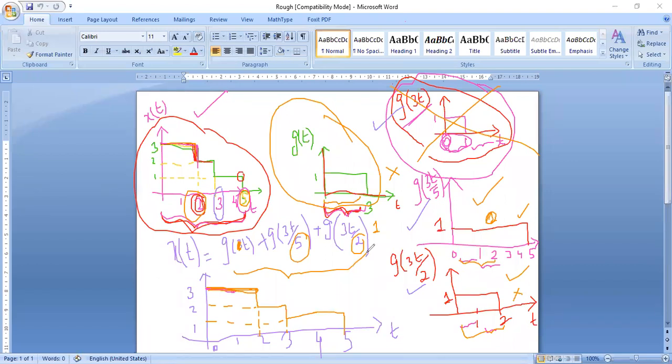So I changed my plan. g of 3t is not the correct one to be added. So I have to add g of t. So I added g of t plus g of 3t by 5 plus g of 3t by 2, such that I'm getting the x of t in terms of g of t. Am I right? Am I clear?